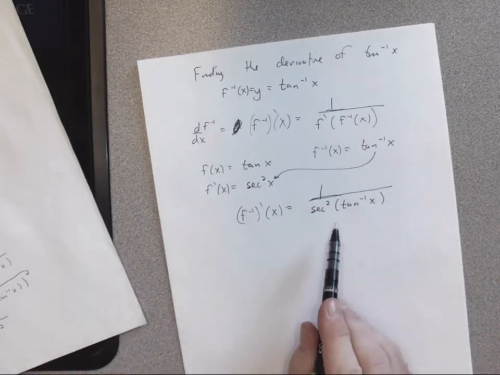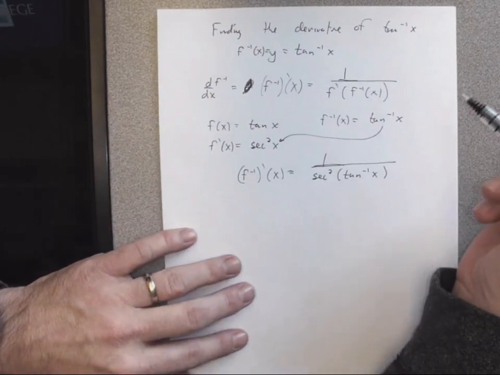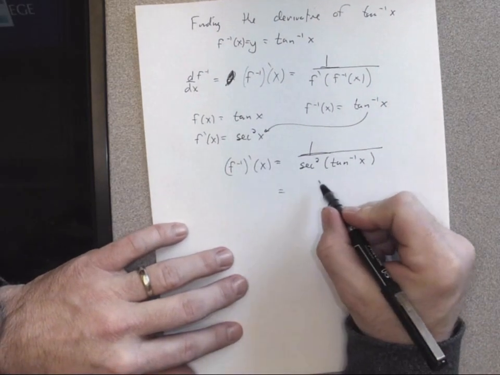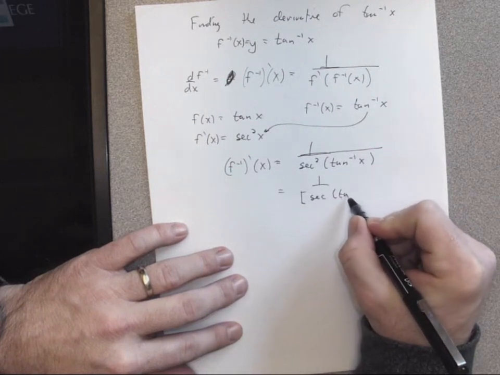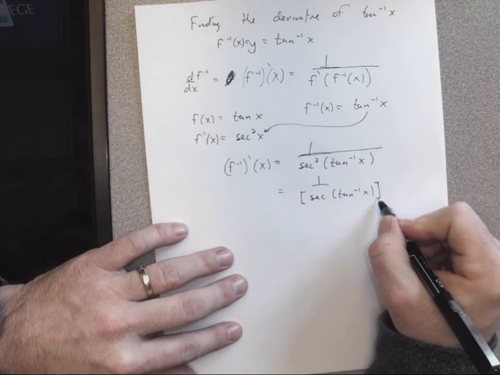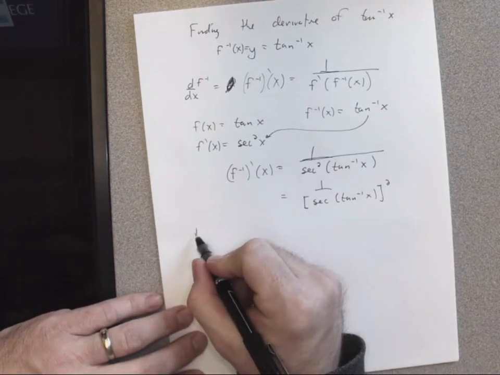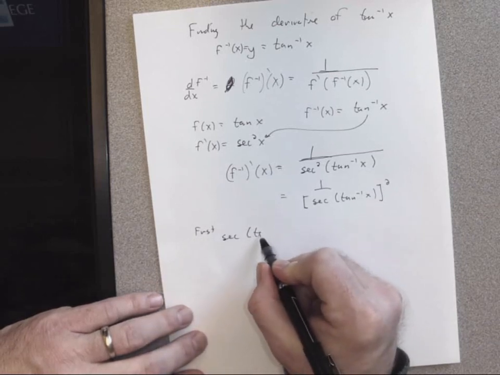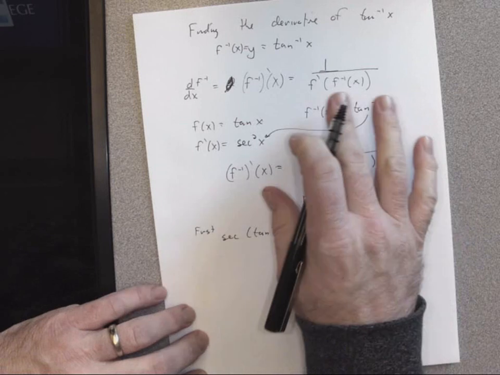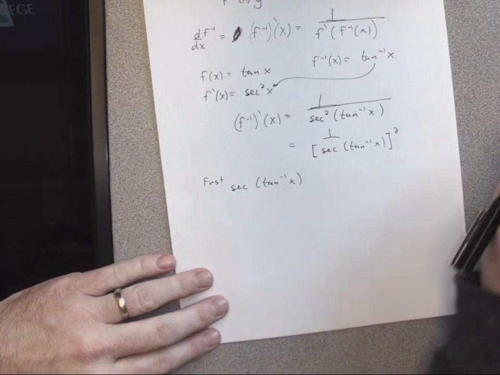Now I have to simplify that expression using the method that I was explaining just a little bit ago. So this is equal to 1 over the secant of the tangent inverse of x, quantity squared. That's what I mean by secant squared. So I'm going to find this. First, what is the secant of the tangent inverse of x? I'm going to ask you guys to do this on a test. Well, I'm going to call this thing y.